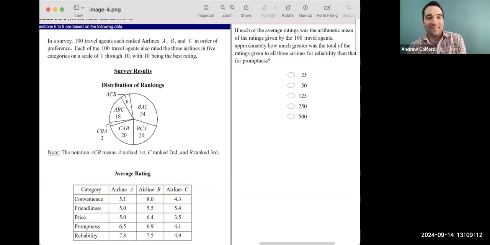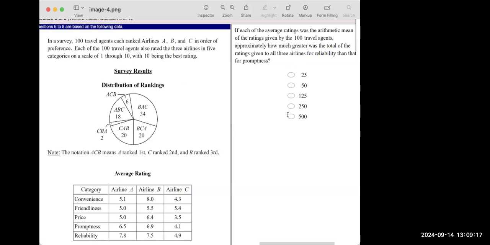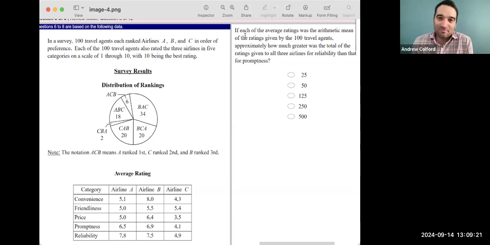Okay. So this is giving people some bad flashbacks here. If you've seen this already, I sent the same one. Yep. Oh, great. So, two birds with one stone. Okay, so we have this table right here. We have a survey of 100 travel agents, each ranked A, B, and C in order of preference. Each of the 100 travel agents also rated the 3 airlines in 5 categories on a scale of 1 through 10, with 10 being the best rating. So we have that over here. We'll break that down in a minute.